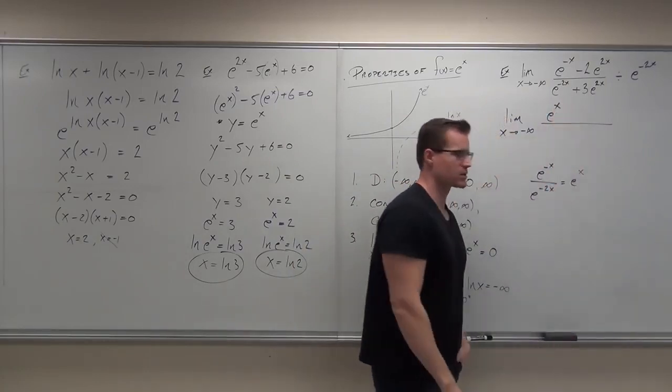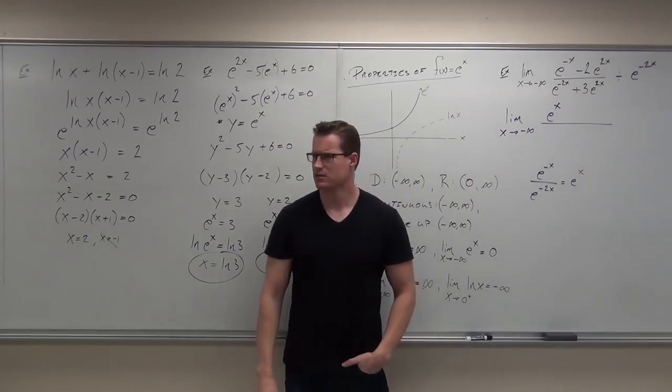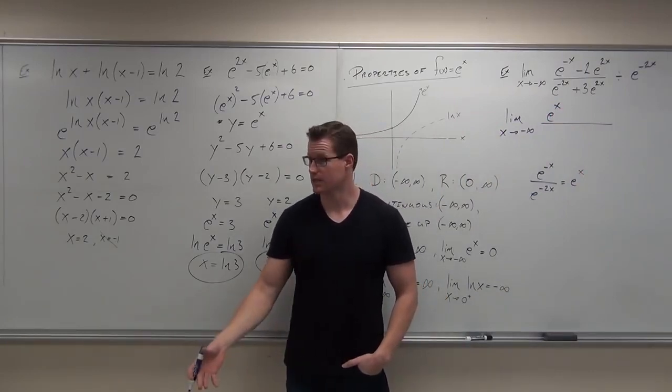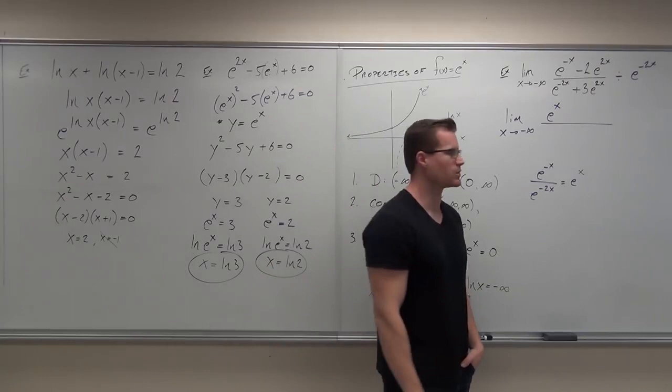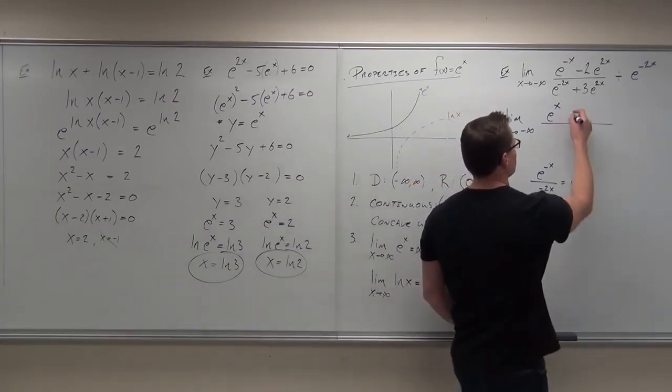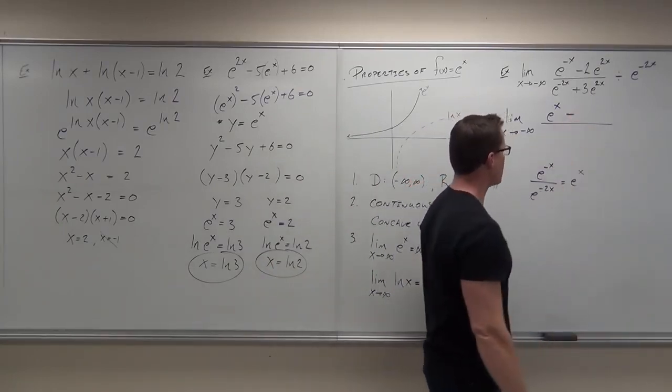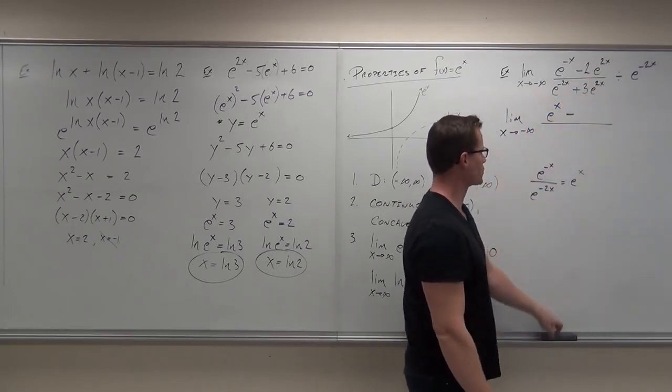So that's e to the x. Are you okay with the e to the x? Negative x minus negative 2x. We're basically adding negative x plus 2x. Minus. How about this one? Let's do that one. I'm going to change this around.